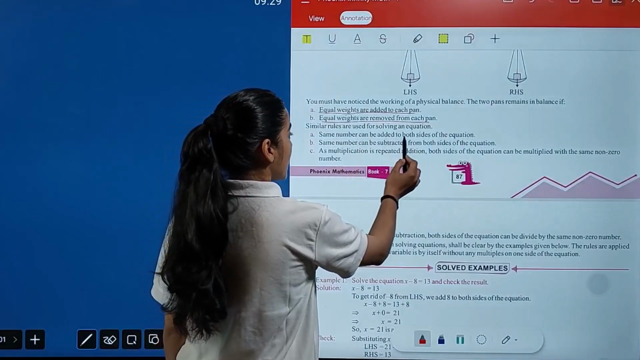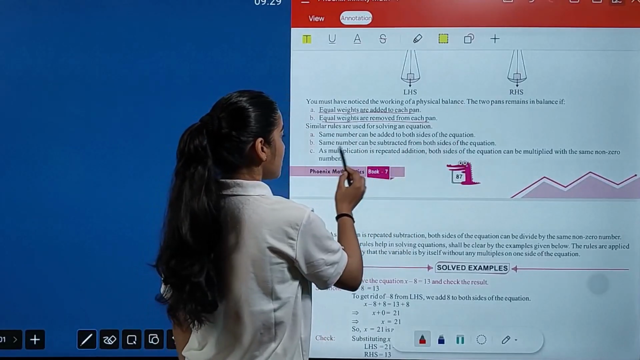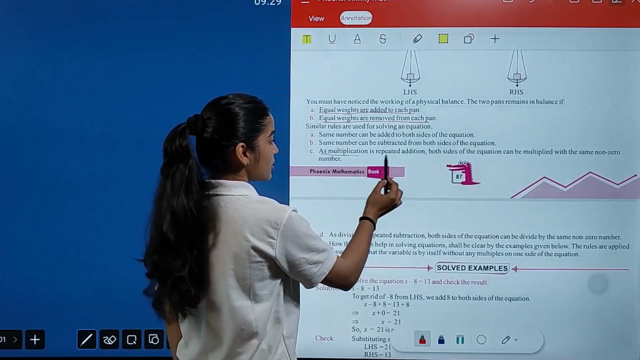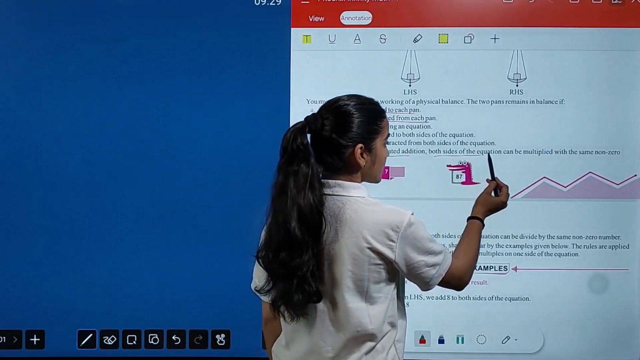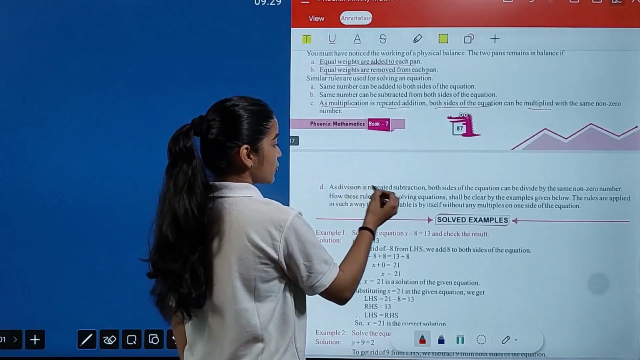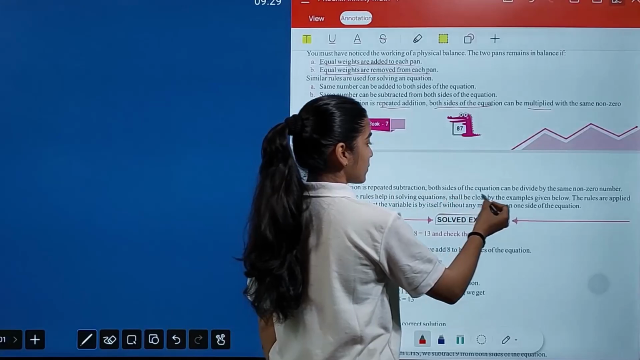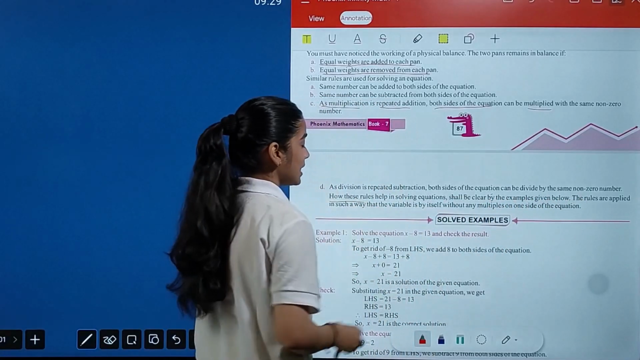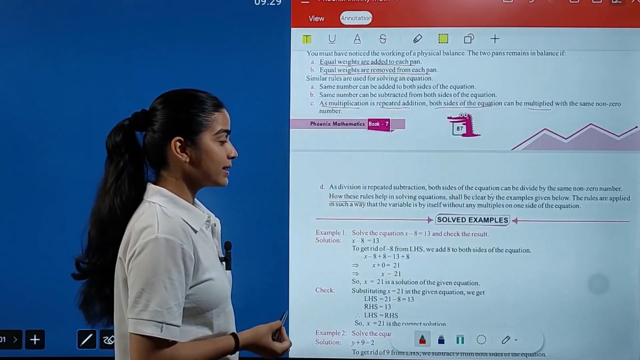The same number can be added to both sides of the equation. The same number can be subtracted from both sides of the equation. As multiplication is repeated addition, both sides can be multiplied by the same non-zero number. As division is repeated subtraction, both sides of the equation can be divided by the same non-zero number. How these rules help in solving equations shall be clear by the examples given below.